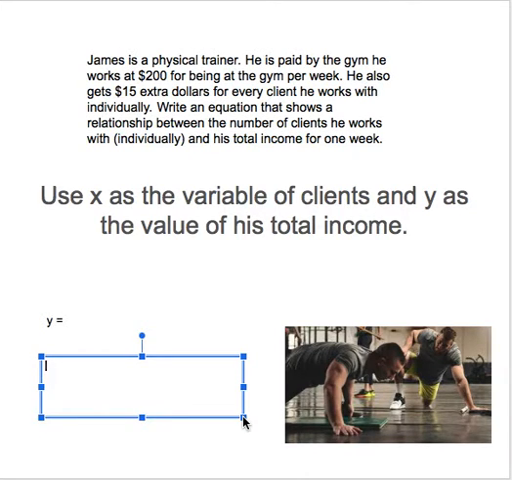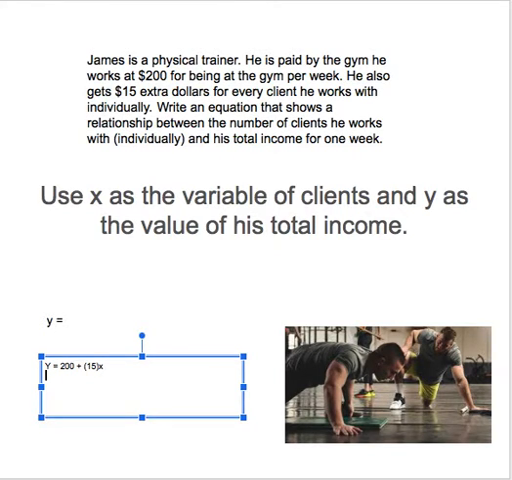So for me, I think I would go y is equal, all right? So he gets $200, and that's no matter what. So plus, and then whatever his rate is. Now he gets $15 times the clients. So this would be the relationship. Y is equal to 200 plus 15x.